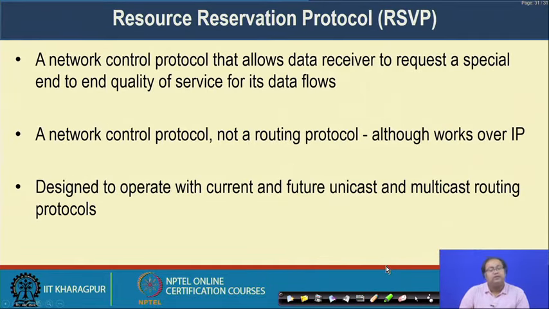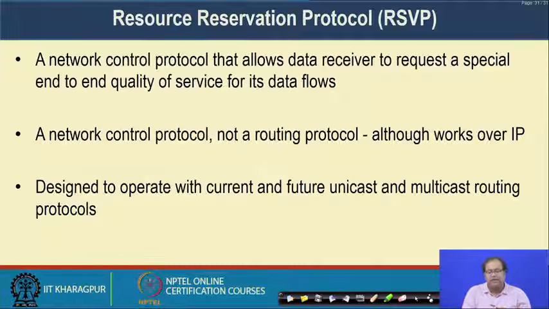Now, let us first look into the resource reservation protocol. This resource reservation protocol, or RSVP, is a network control protocol that allows a data receiver to request a special end-to-end quality of service for its data flow. So, you require a certain kind of special quality of service for your end-to-end flow. For that, you apply this resource reservation protocol.